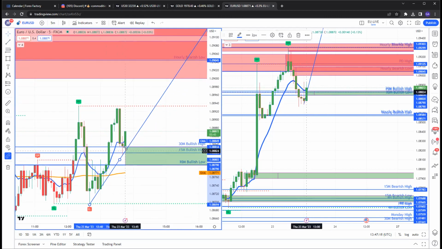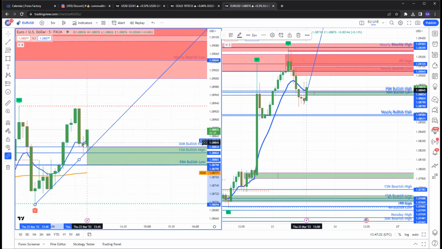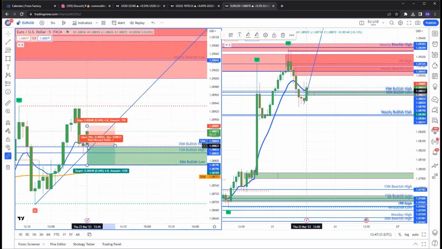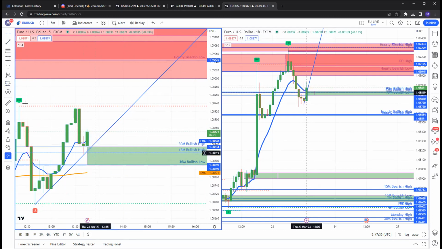Here, that's actually the candle that would have been a buy, because this candle closed above the 30-minute bullish high and almost ideally tapped the trend line. So this would be the buy right now, but I'm not going to chase it. I'm going to wait for price to come back down. That's the buy on EU, but we missed it by just a couple of minutes.